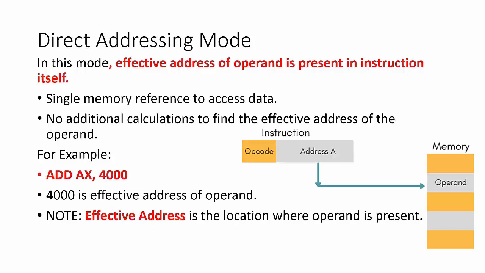So you can see the same via the figure. As I already discussed, an instruction is divided into two parts. First part is the opcode, another is the address. So in the direct addressing mode, the address part shows the address of the operand, that is the effective address, and that is the address of the main memory where the operand is stored.